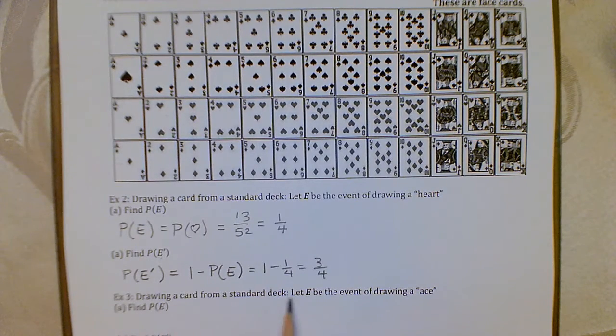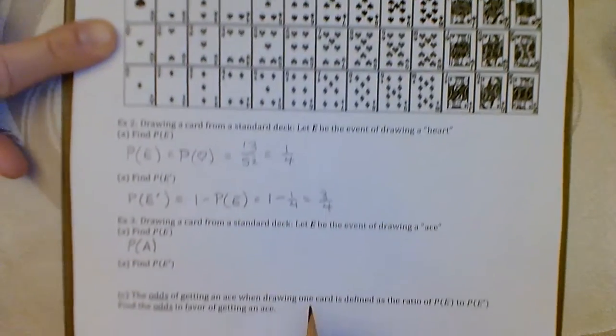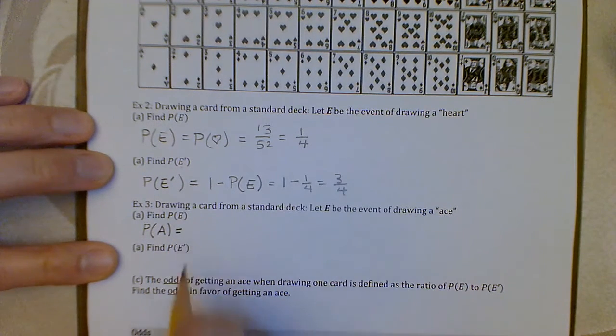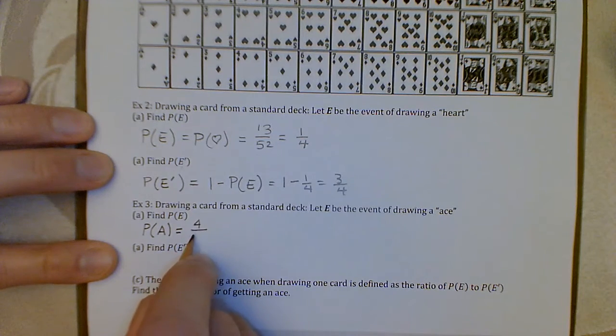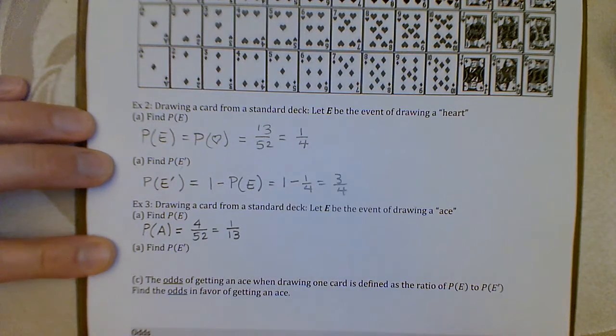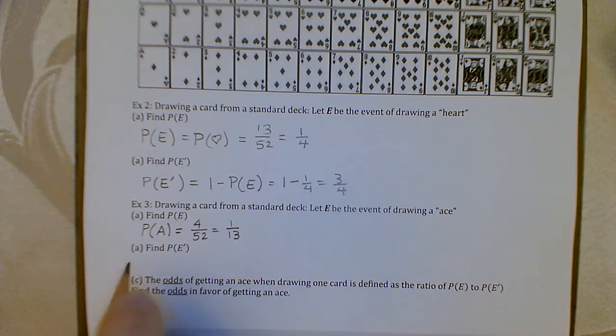All right, drawing a card from a standard deck, let E be the event of drawing an ace. So an ace, that's this, right? So the probability, and if you want to just say something like probability of A for ace, that's fine. Or if you want to use the E, that's fine too. So the probability of an ace, well, there are 4 aces out of the 52 cards total. Of course, we reduce that fraction. So there's a 1 in 13 chance, or probability of 1/13 of getting an ace.